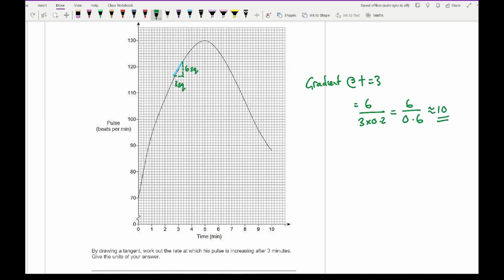And again, I would say, although the answers in the mark scheme say an answer between 9.4 and 9.8, it does give you follow-through marks for as long as you've worked out the gradient of the line you have drawn using the correct scale. Now for this, you also need to state the units. So here again, we're looking at beats per minute.